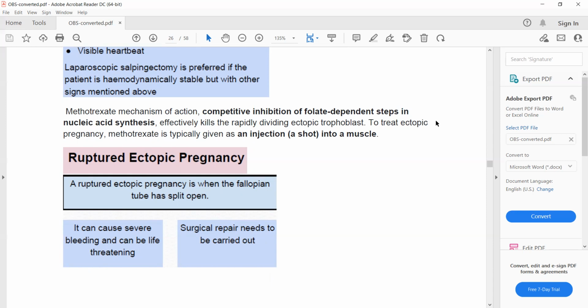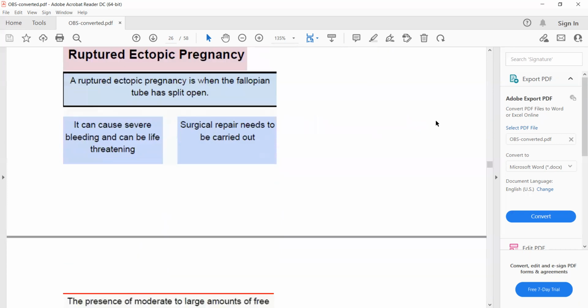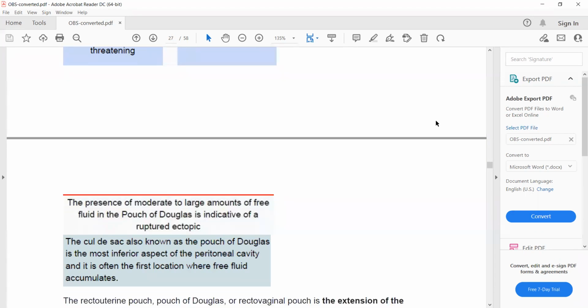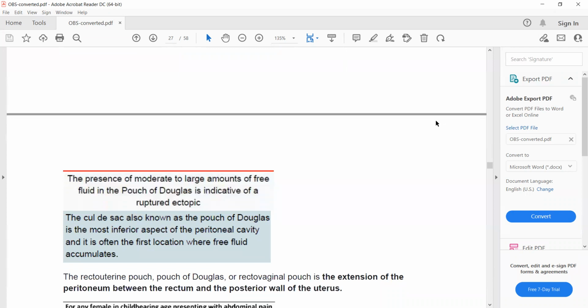Pouch of Douglas is basically an extension of the peritoneal cavity that is present between the rectum and the uterus. So an extension of the peritoneal cavity that is present between the uterus and the rectum is called the pouch of Douglas or rectouterine pouch. So if an ultrasound shows free fluid in the pouch of Douglas, then this is another sign to confirm that the ectopic pregnancy has ruptured.